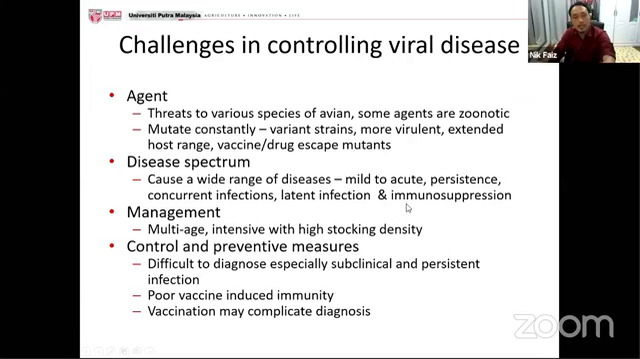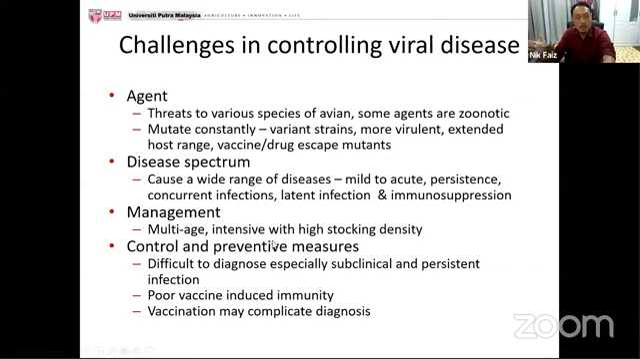The disease spectrum causes a wide range of diseases, from mild to acute, persistent infection, concurrent infection, latent infection, as well as immunosuppression. Different pathogens will lead to different disease spectra. Some diseases can lead to immunosuppression. Some diseases can even become latent, for example herpesviruses, or there may be concurrent infection with other pathogens which amplify the problem, although by themselves they do not cause so much problem. And management is another issue.